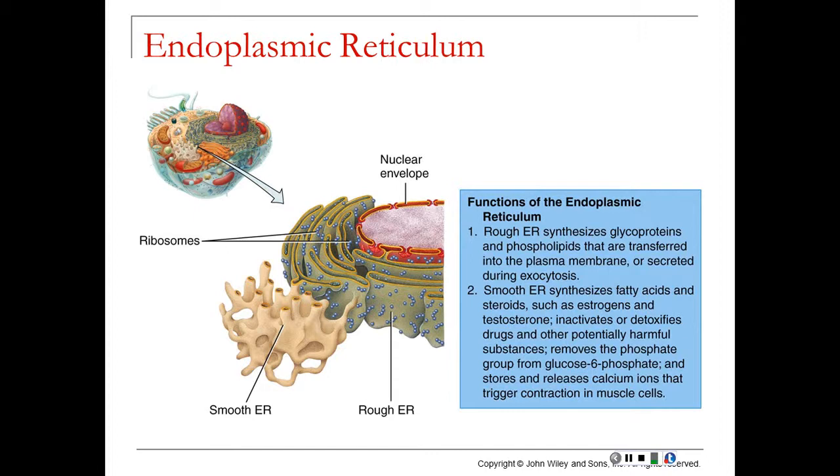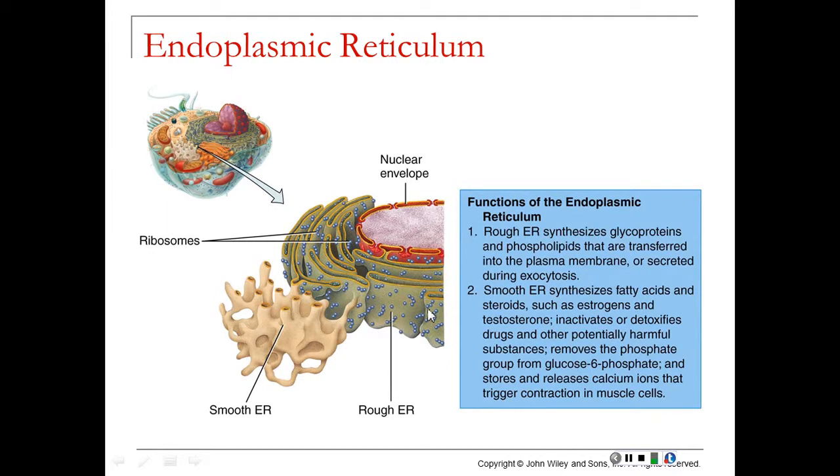Here you can see the different structures. Of course, I mentioned the rough ER having those ribosomes on the outside of it, whereas the smooth ER is called smooth because it does not have the ribosomes. They're all continuous with one another. The smooth leads into the rough, and that leads into the nucleus.